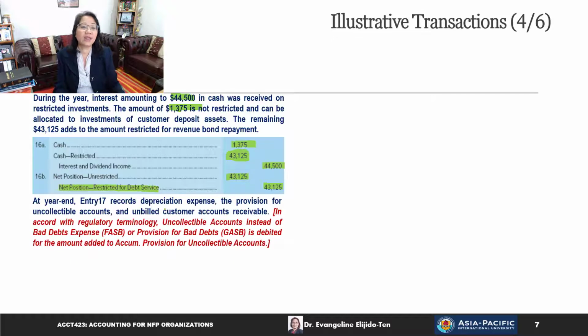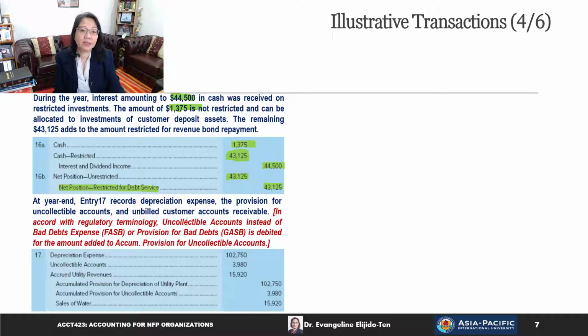Now, at year end, entry 17 will record the depreciation expense, the provision for uncollectible accounts, and the unbilled customer accounts receivable. This is in accordance with the regulatory terminology that we're using, uncollectible accounts instead of bad debts as required in FASB, or provision for bad debts as required in GASB. All right. So we will be debiting uncollectible accounts for that amount added to accumulated provision for uncollectible accounts.